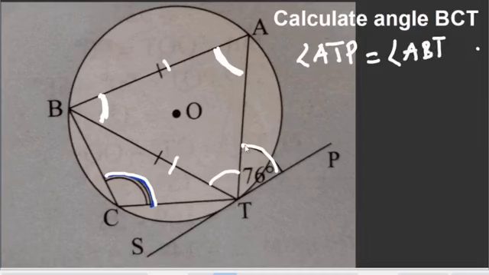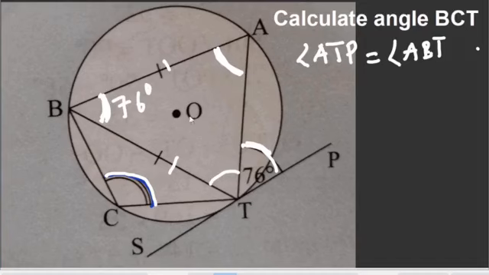So the angle which is right here on T is equal to the angle on B. So the angle on B is going to be 76 degrees. Why? Angles in the alternate segment. So this angle and this angle are the same. So if you have a 76 here, and I've said the angle on A and the angle on T are the same.